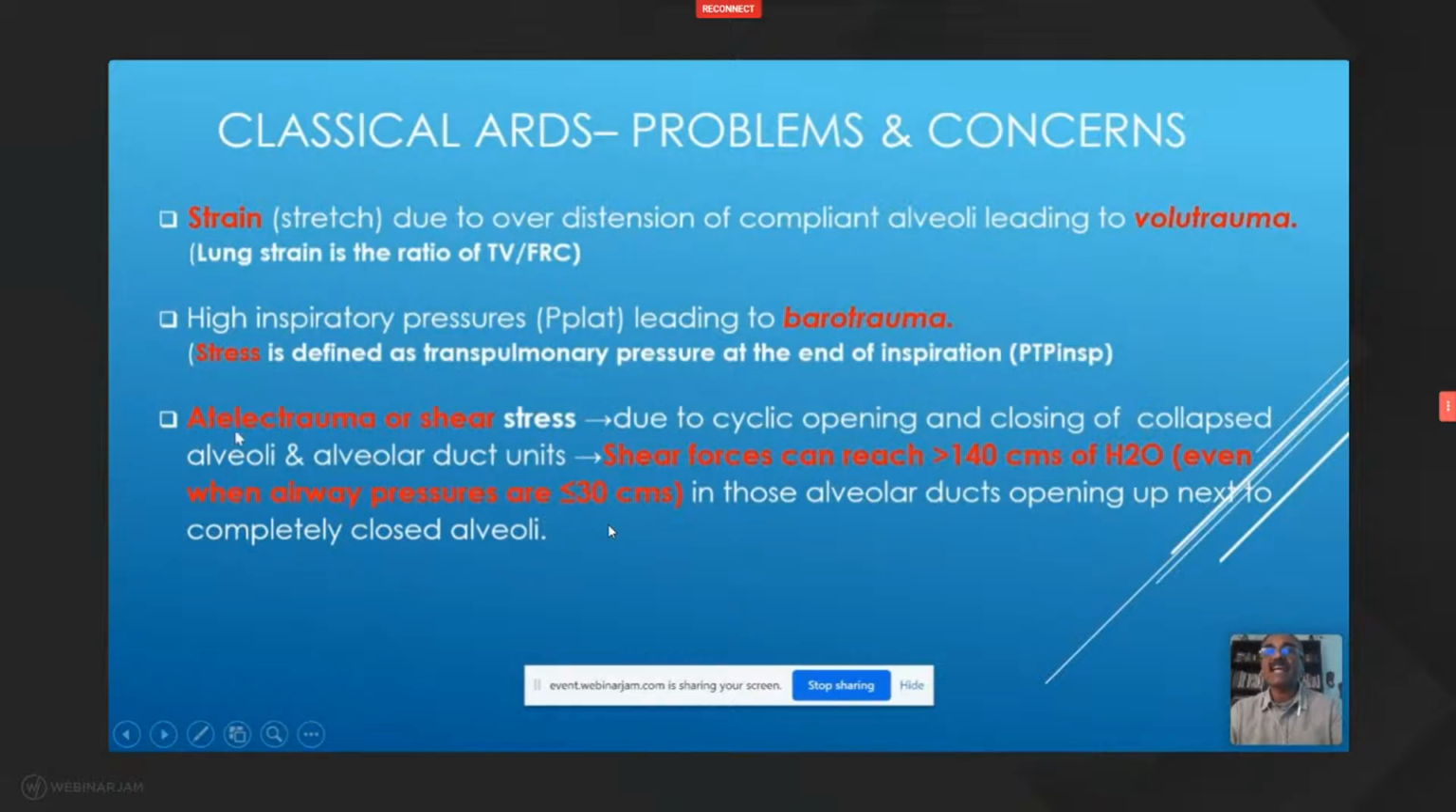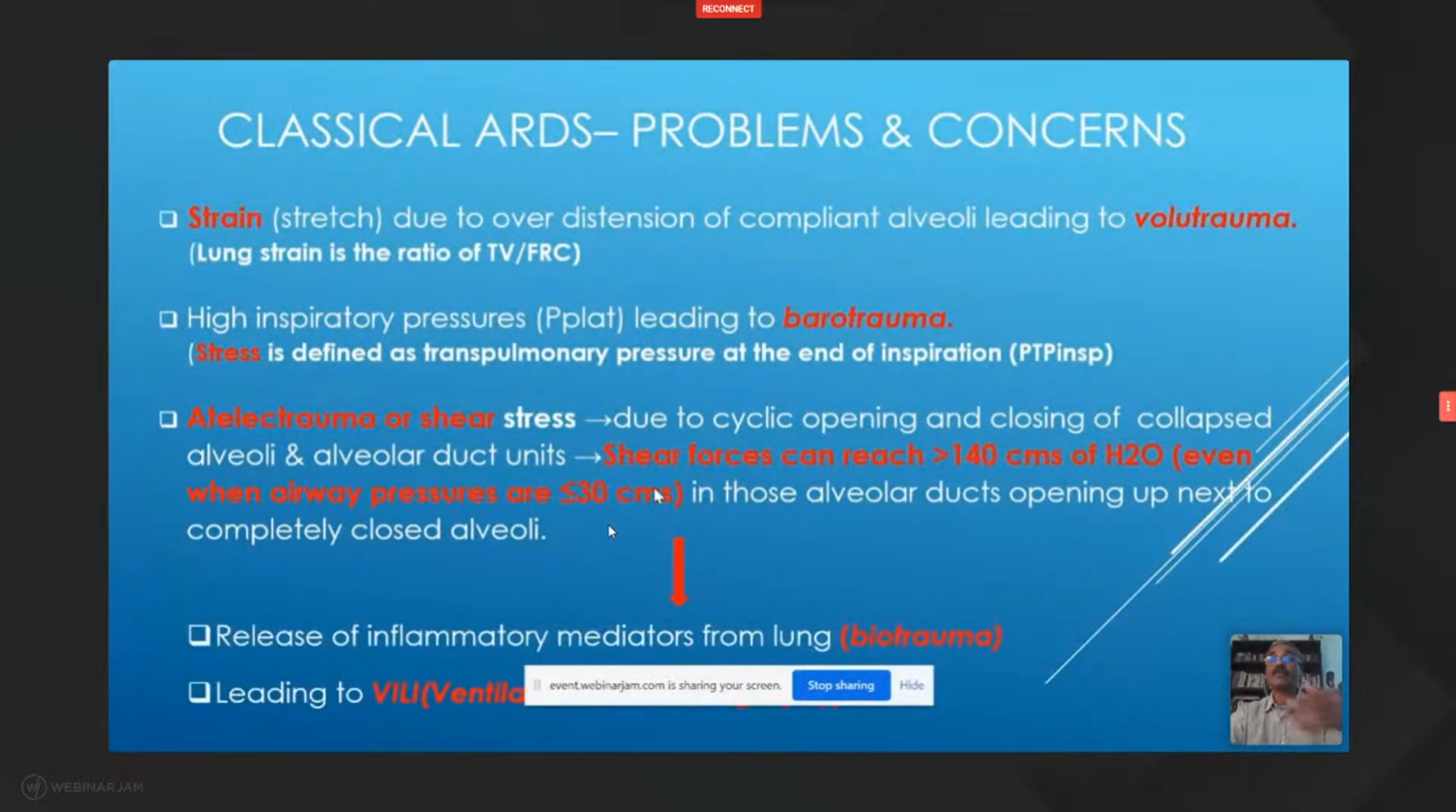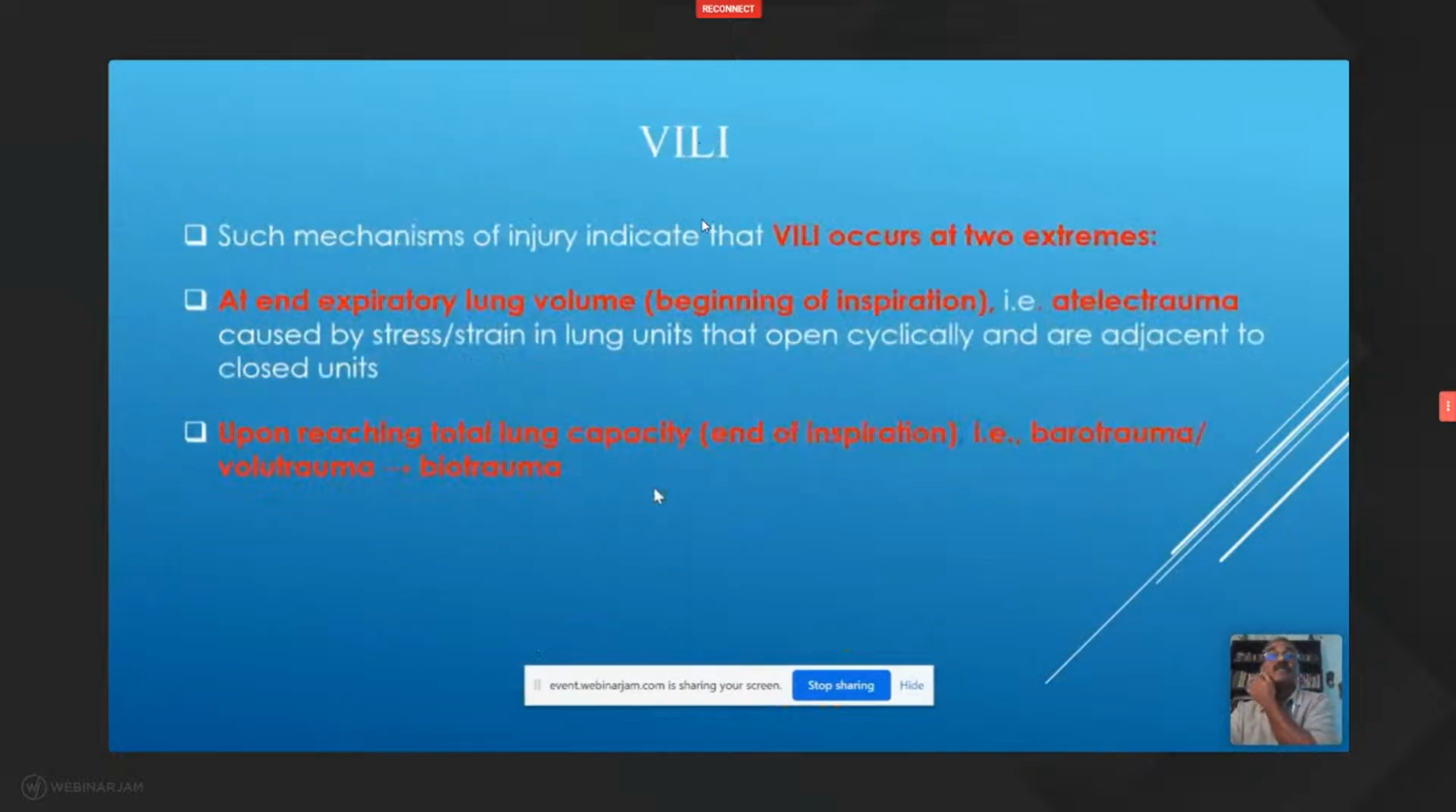But what is probably missed out more is the atelectrauma or shear stress, where there is cyclical opening and closing of closed alveoli. So alveoli are closed, filled with proteinaceous alveolar material, and they open from a completely closed position. There, the shear forces could reach 140 centimeters of water in spite of you controlling the airway pressures at 30 centimeters. So this is what is called atelectrauma, and the combination of these causes the release of more inflammatory mediators, further causing damage to the lung, which is biotrauma. And this is called VILI, the VILI vortex, which has to be stopped, which is what Gattinoni and Marini speak about.